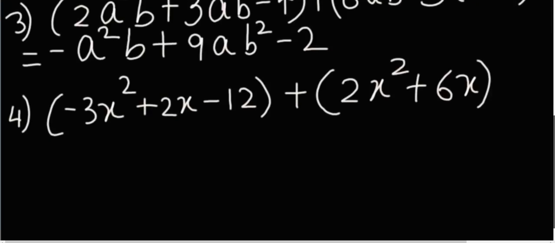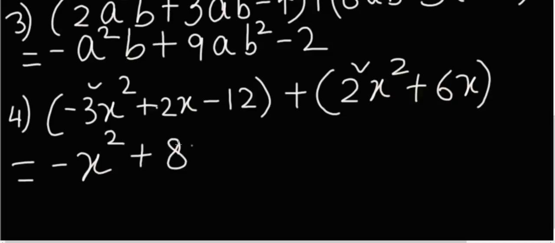Now let's move to the fourth one. Negative 3x square, and the like term here is 2x square. So this is negative x square. Plus, this we are done. So let's mark it before we move to the second one. Plus 2x plus 6x, which will be 8x. And then we have a constant here, but we don't have a constant in the other polynomial. So it's just going to be negative 12.